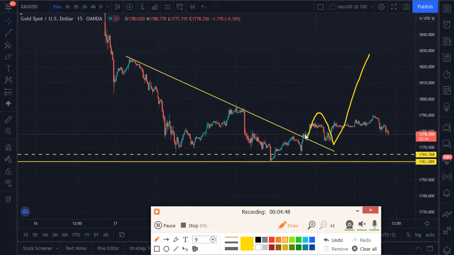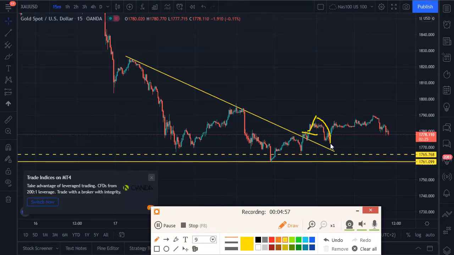Here I was just showing you where to buy. Once you see this breakout, sometimes some people just buy, but mostly when you buy around this area, the market will just retest before it pushes higher.